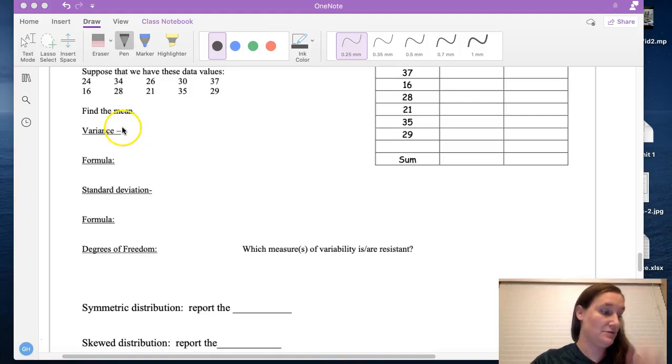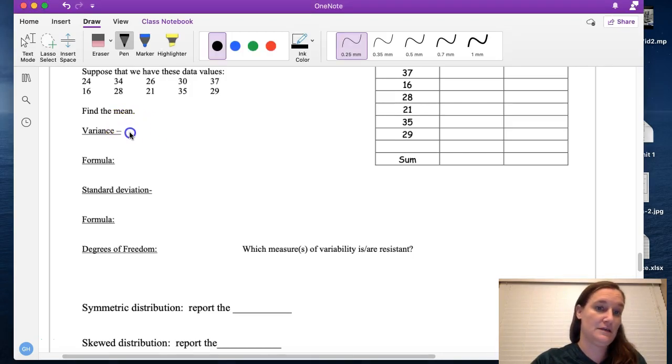Okay, so the variance and standard deviation are what we're going to talk about next. We're not going to go through this example right now. We likely will do it at the beginning of class for this because I do want you to know where it comes from, but I don't want to take the time to do it.